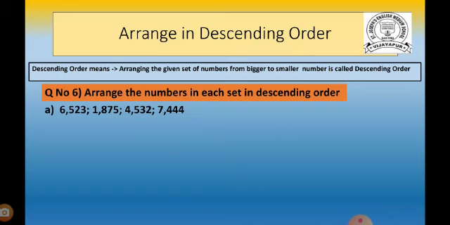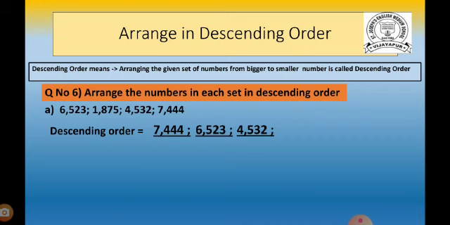Biggest number here, children? 7000. Next smaller than that, 6000. Next smaller is 4000. Least number is 1000. So we'll arrange in descending order. Descending order is equal to 7444, 6523, 4532, 1875. In this descending order, we went from bigger number to smaller number.